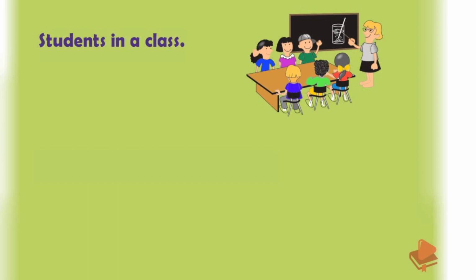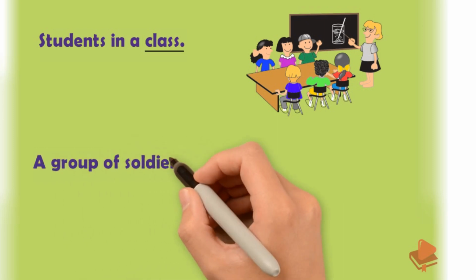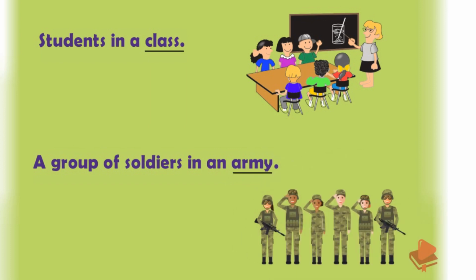Here, students in a class. So there are a group of students we can see. So that comes under the category of collective noun, and the word will be class. A group of soldiers is an army. So army is a collective noun.